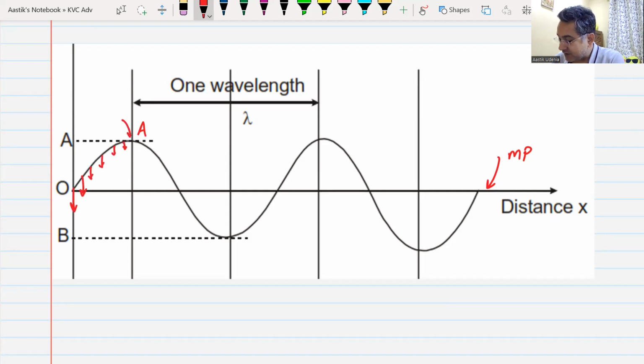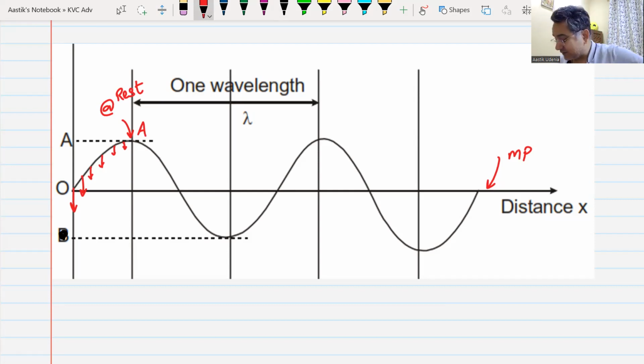Whereas the particle at A is at rest. Now, let me ask you, which particle has the maximum speed, and what is that maximum speed? Looking at the diagram, you can tell me. Which particle between O and A has the maximum speed? The particle at O, sir.